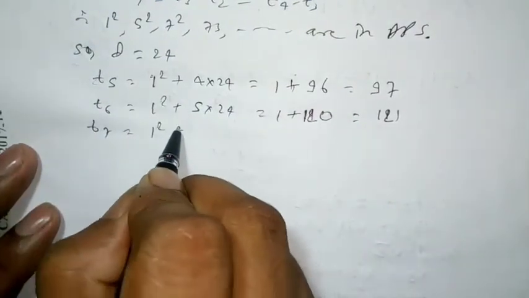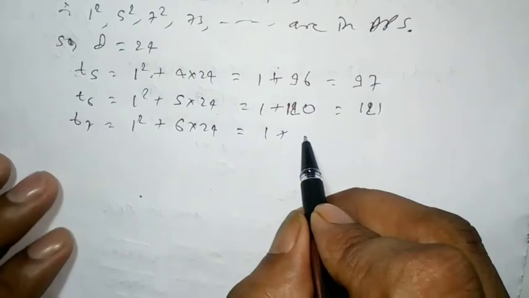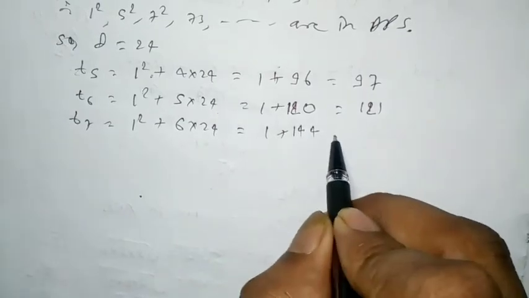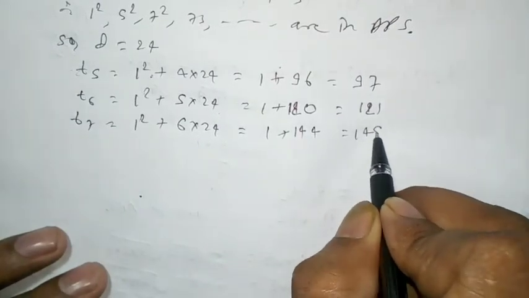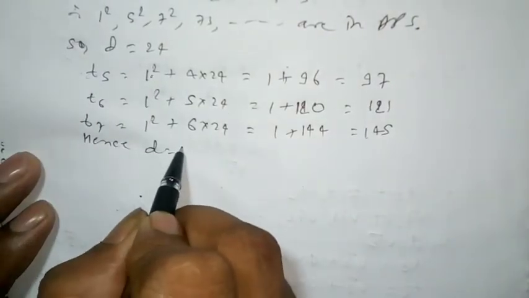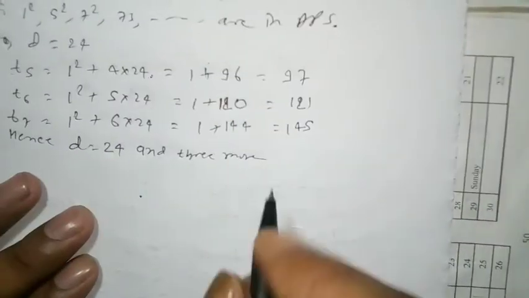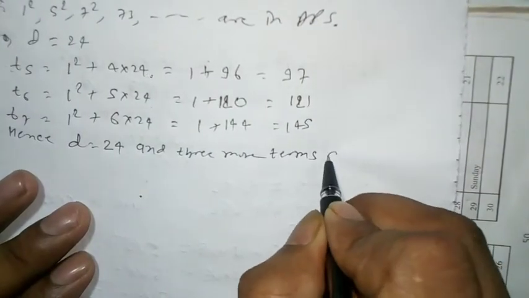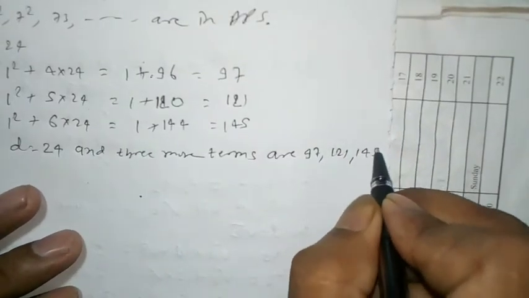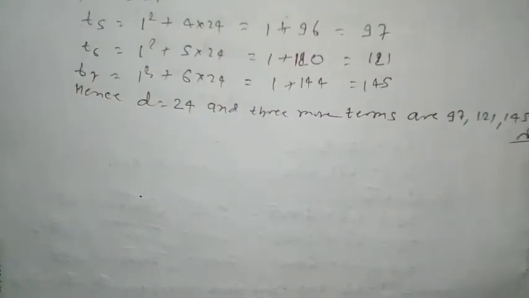T7 is equal to 1 square plus 6 into 24 is equal to 1 plus 6 4 is 24, 2 6 2 are 12 and 2 14 is equal to 145. Hence D is equal to 24 and 3 more terms are 97, 121, 145. Answer. Now I am giving you also two questions for practice.